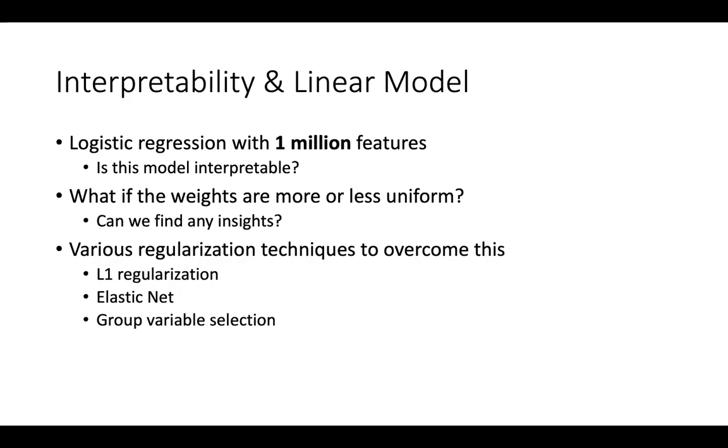You might be able to say that there is nothing to be interpreted for those kinds of models where the features have uniform strength. It's just nothing. If everything is useful, it means that nothing is useful. So there were some efforts to prevent those non-interesting cases with a more uniform distribution of the feature weights. There are some regularization techniques to overcome this, such as L1 regularization or lasso regression, in other words, elastic net, and maybe a bit more advanced group variable selection.